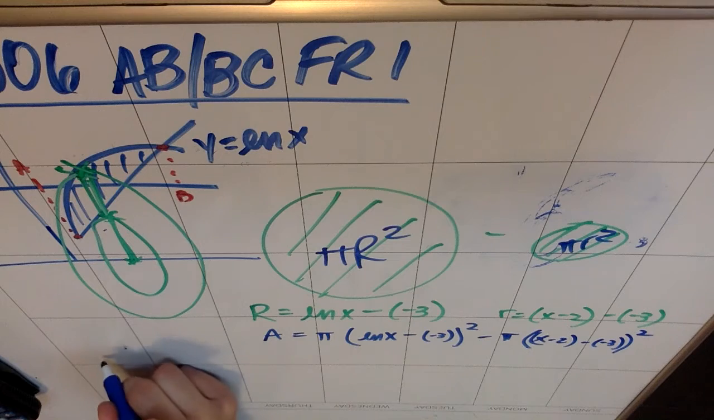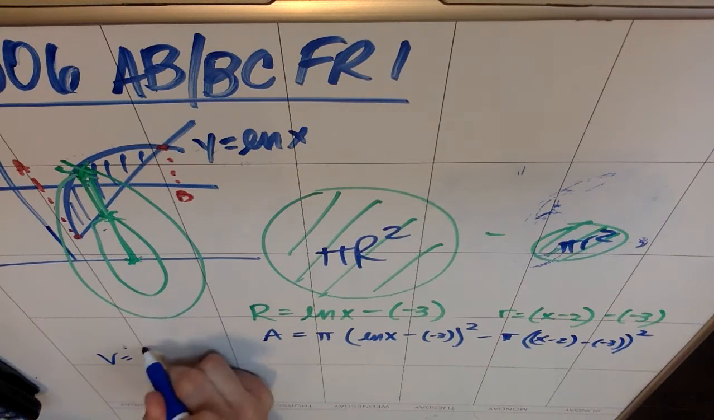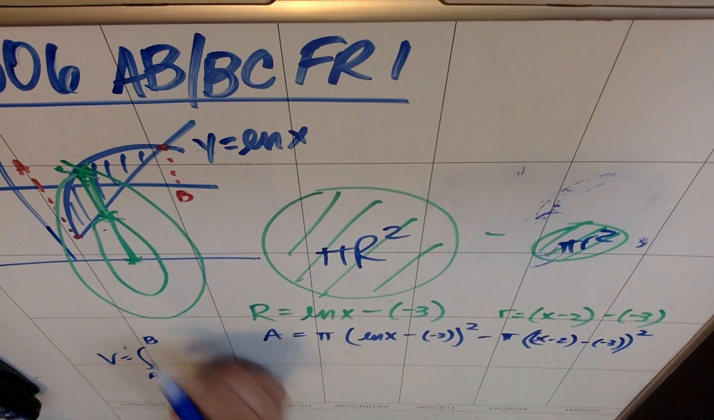And so then my volume is going to be what happens if I add all of the little slices that I have, which would be the integral from what I called A to B. And those A's and B's were referenced in my part A, and I can keep using them as long as they're the same letters.